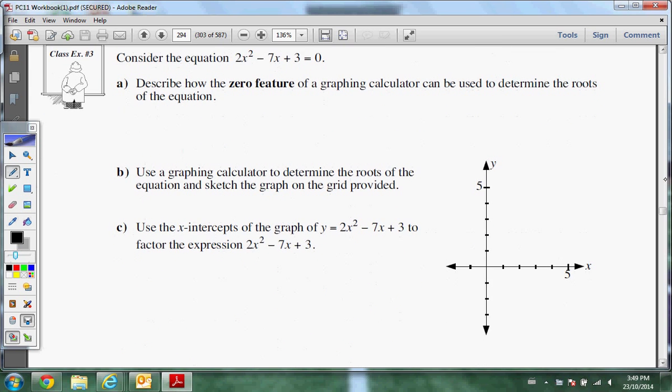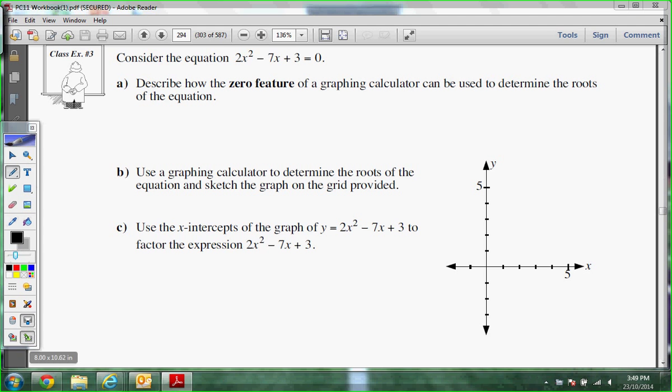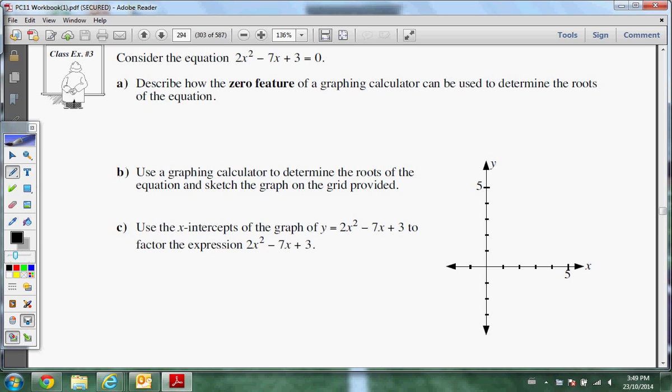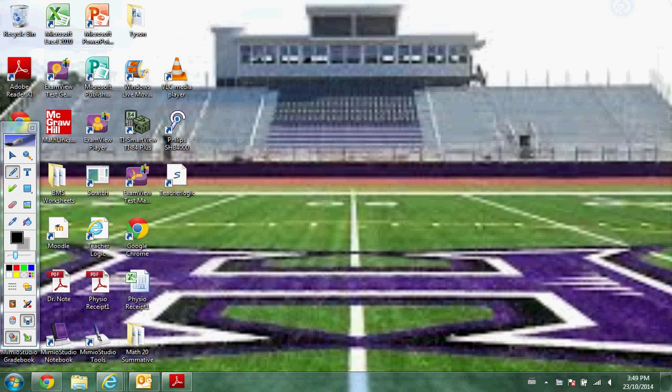All right, so consider the equation 2x squared minus 7x plus 3. Describe how the zero feature of the graphing calculator can be used to determine the roots. Do you remember the zero feature? Nope. All right, let's talk about that. I'll bring up my calculator. Okay, let's get the calculator loaded.